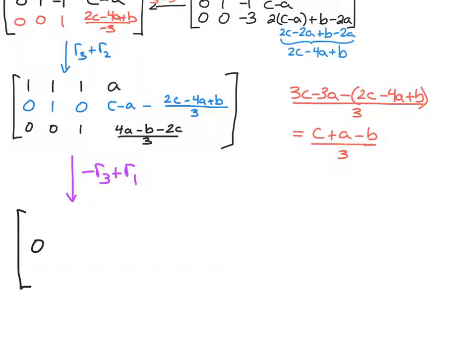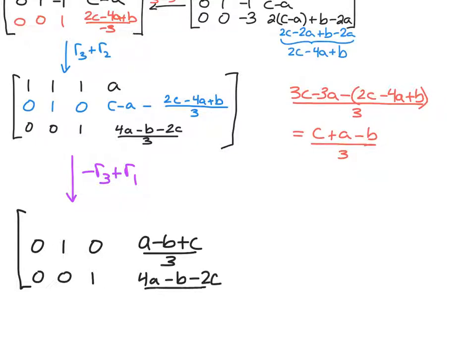So second row is going to remain unchanged, but I'll write my new expression in there. I'll write it as (a minus b plus c) over 3. And then 0, 0, 1. And then (4a minus b minus 2c) all over 3. So then I just got to work row 1. If I'm negating row 3 and adding to row 1, it's going to be 1, 1, 0.